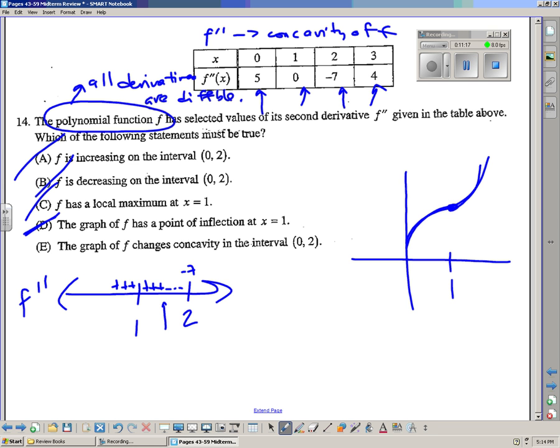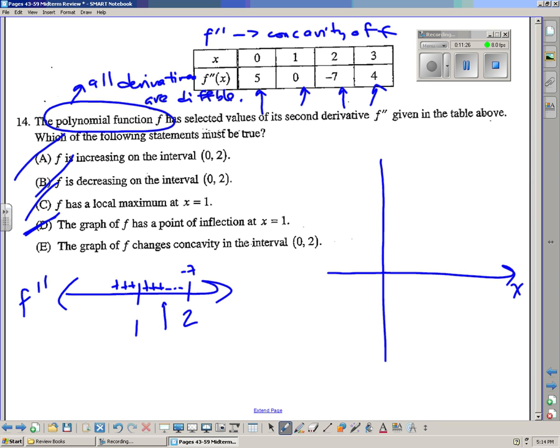What we do know, however, is the graph of f changes concavity on the interval 0 to 2, and here's why. If you were to plot these points on a graph, (0, 5) is on the graph, (1, 0) is on the graph, (2, -7) is on the graph, and whatever, we don't care about 3, 4, believe it or not, at this point. Now, what I was saying before is, we could have done a touch and go at 1. So maybe 1 is not an inflection point because the second derivative did not change its sign.